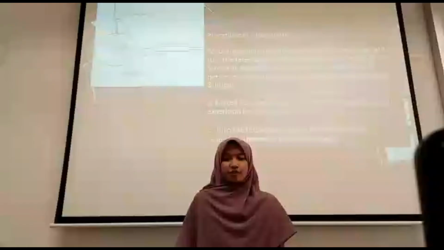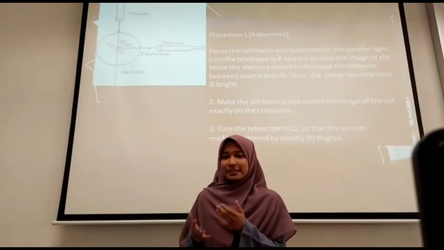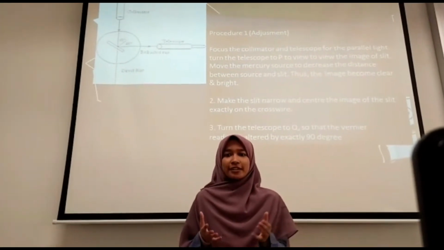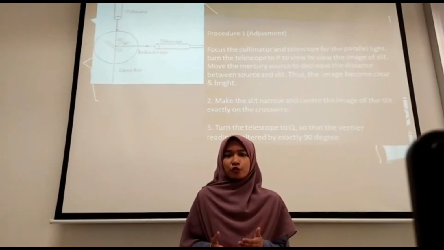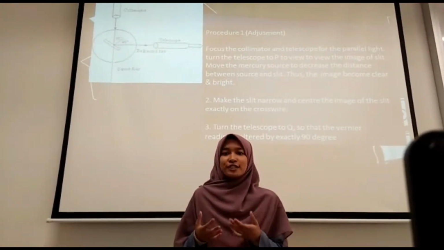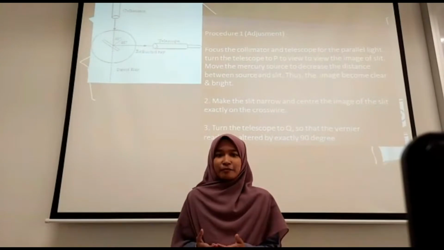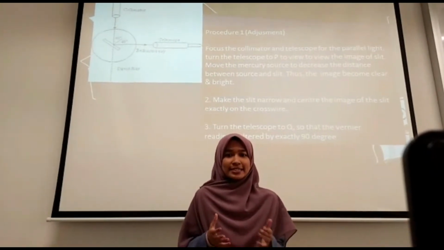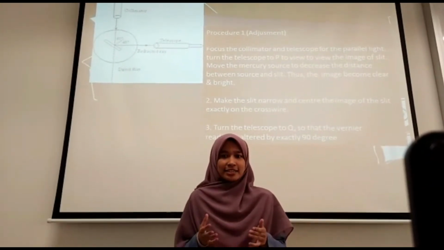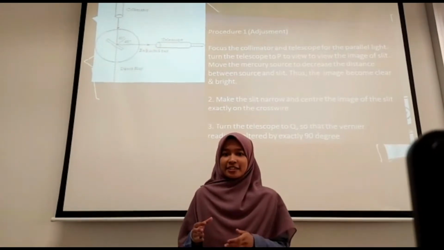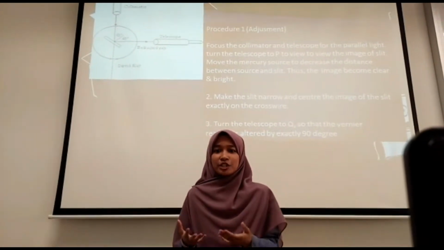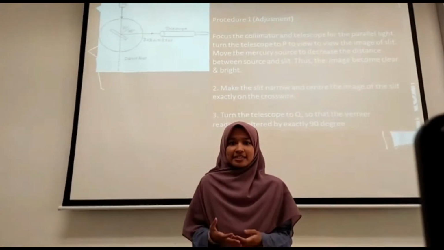Firstly, focus the collimator and telescope for the parallel light. Turn the telescope to P to view the image of the slit. Then move the mercury source to decrease the distance between source and slit, to make sure that the image becomes clear and bright.